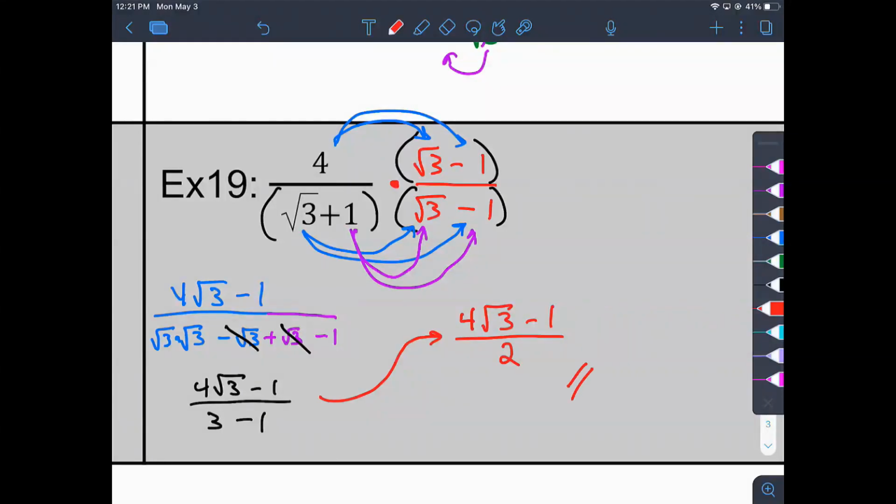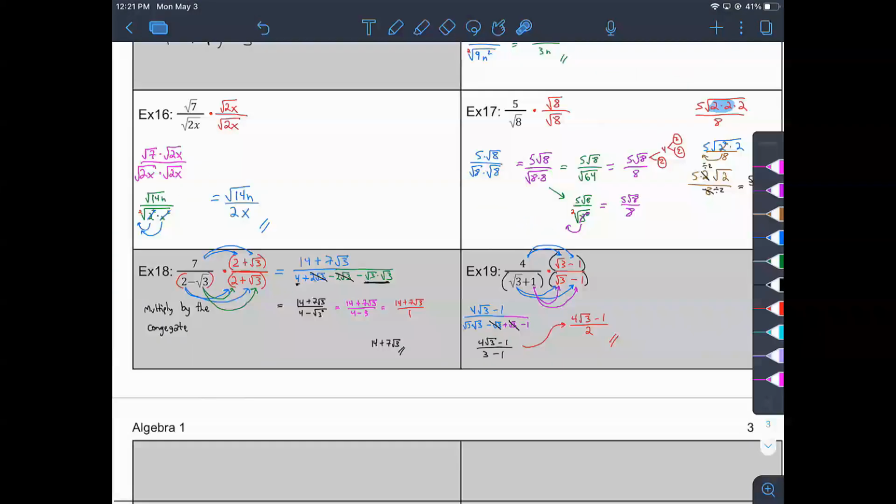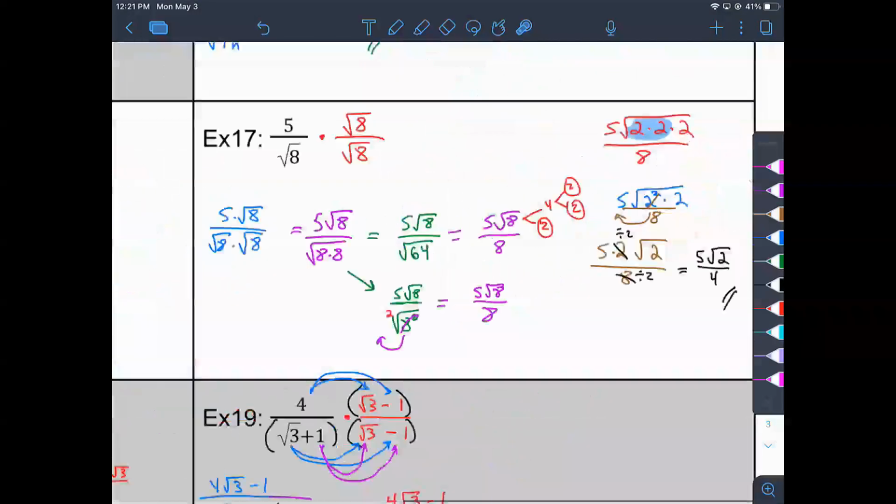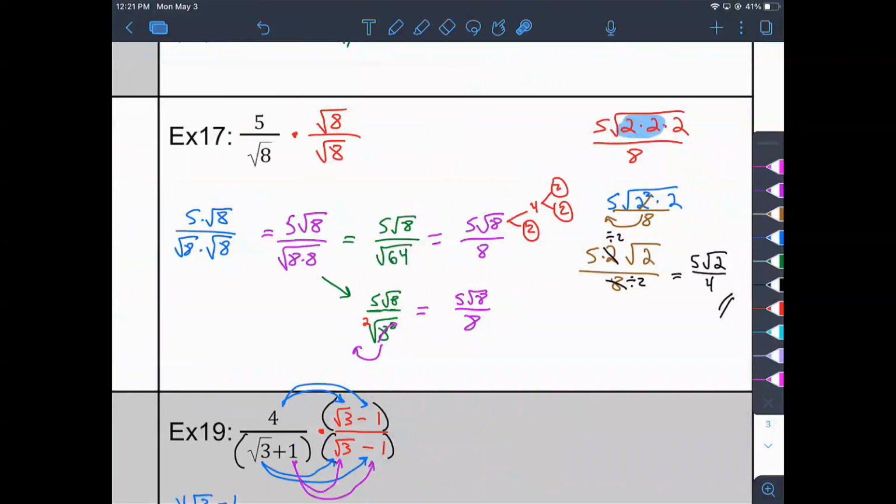These were extra. These ones in the gray, they were extra. What you should be able to do, though, is like problem 17 and 15.